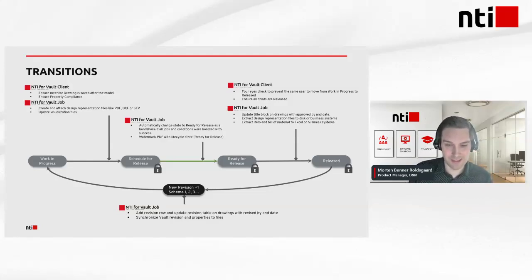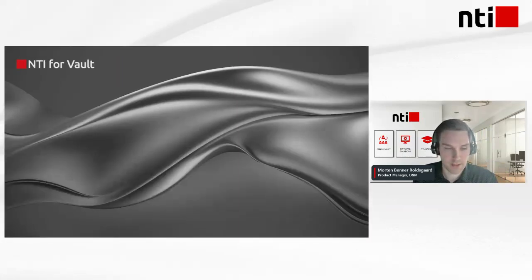In this transition, we will add a revision row to the revision table on the drawing, where we will also add the date, and we could also add the user who initiated this revision. Furthermore, we can synchronize the Vault revision to the files and also the state of the file. So the lifecycle state of the file will actually follow the item lifecycle state. And we have a short video to show this as well.